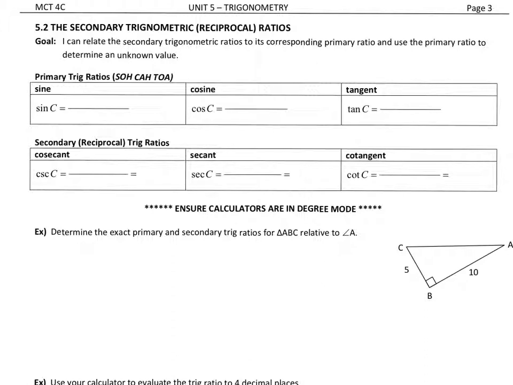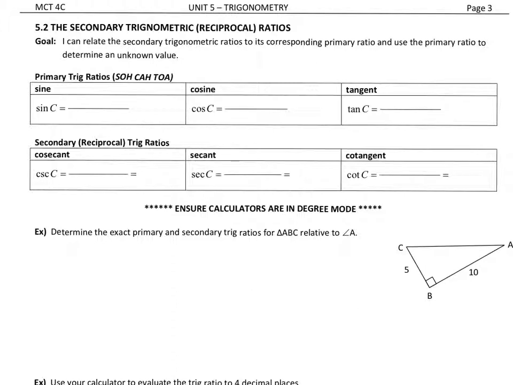Students sometimes come back and say, this would be one thing that I wish we would learn, and it technically isn't part of this course, but it can be an important thing for some of you depending on which pathway you are taking here. All right, so our goal with this mini lesson is that you can relate secondary trig ratios to the corresponding primary ratio and then use the primary ratio to determine an unknown value.